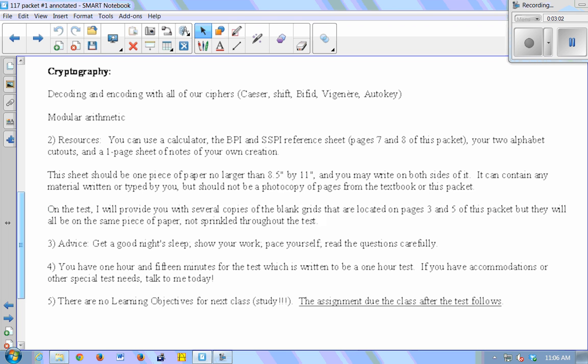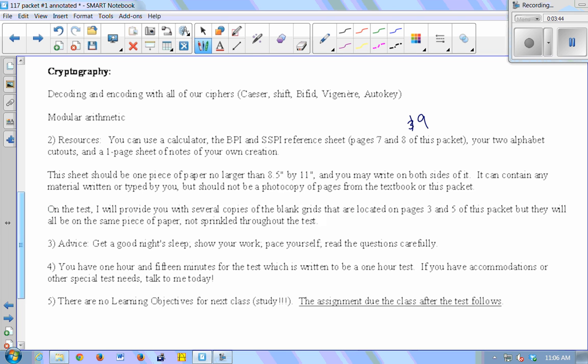And then resources for the test, you can use a calculator, the BPI and SSPI reference sheets, and the voting reference sheet, 7, 8, and 9 in the packet. Right. You can use your 2 alphabet cutouts if you want, and you can bring 1 page of notes of your own creation. No longer than 8.5 by 11. You can write on both sides of it. It should contain material written or typed by you.